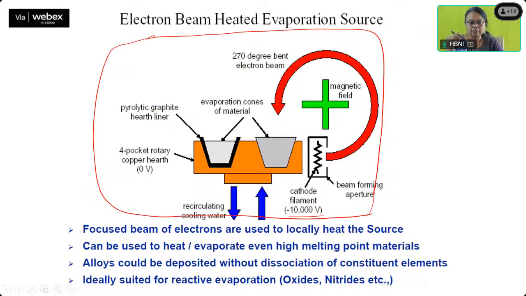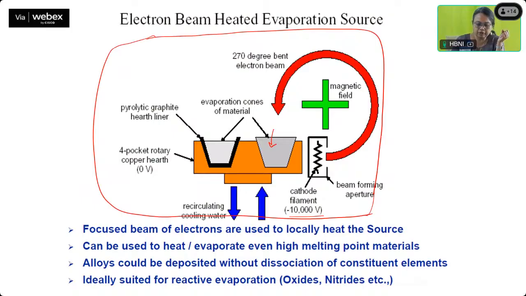So rather than using direct current as in thermal evaporation, we are using an electron beam which is bombarding our material, and it gets evaporated, and then the thin film is forming. The formation of the thin film remains the same, but the method of evaporating the material is different. So it is called an electron beam heated evaporation source.